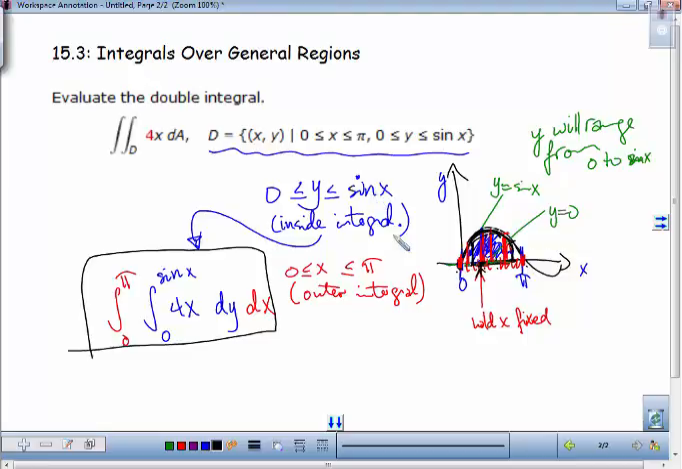Yeah, so the inner integral would be the slices. So you imagine how wide your bread's going to be. And then the outer integral, you can imagine that to be how you stack up your bread slices. And you're going to stack them up from 0 to pi. Yeah? Is the outer integral always going to be constant? Yes.